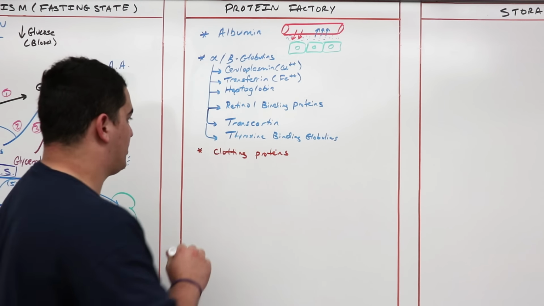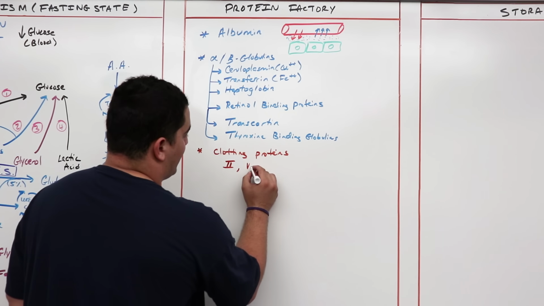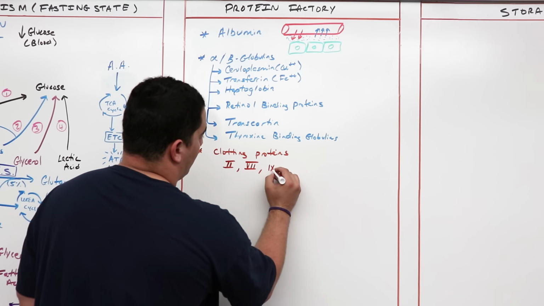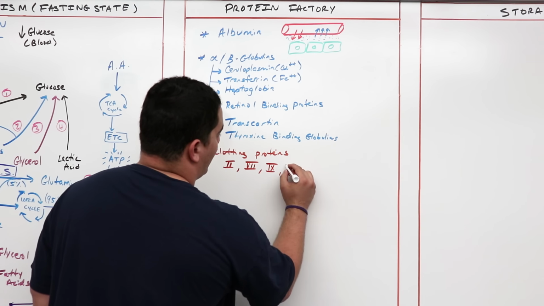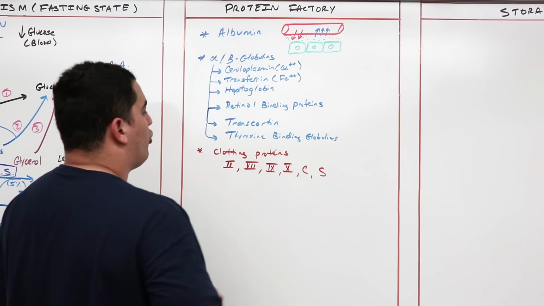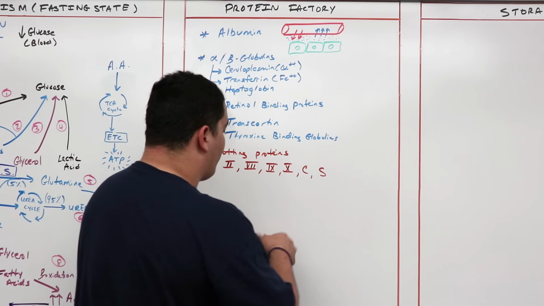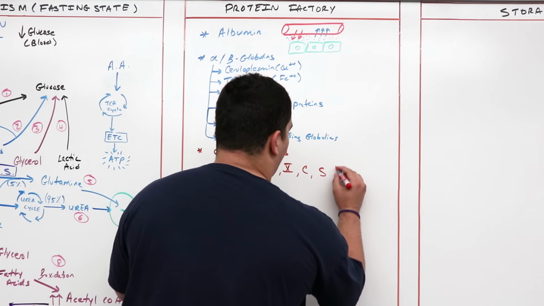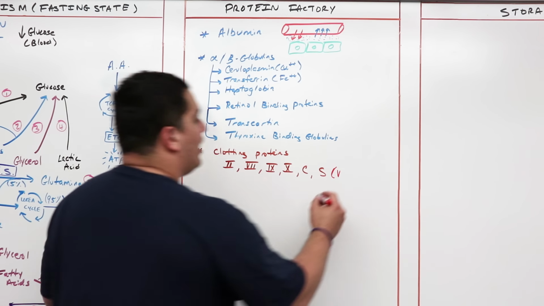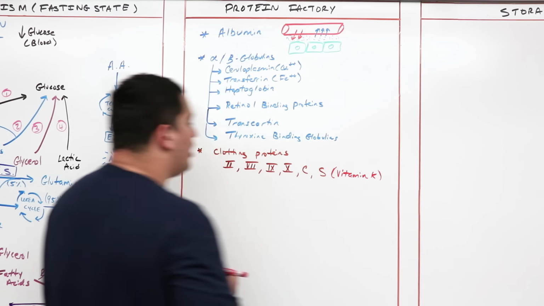The big ones. Factor 2, factor 7, factor 9, factor 10, protein C, and protein S. The reason why I want you guys to remember these is that these are vitamin K dependent. So in order for these proteins to become active, they need to have vitamin K. So those are some really, really important ones.